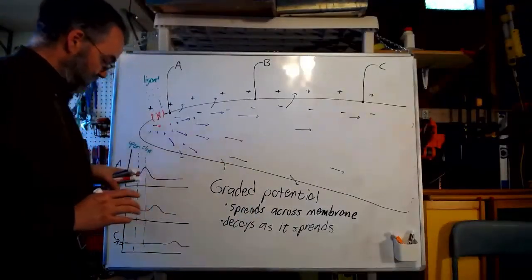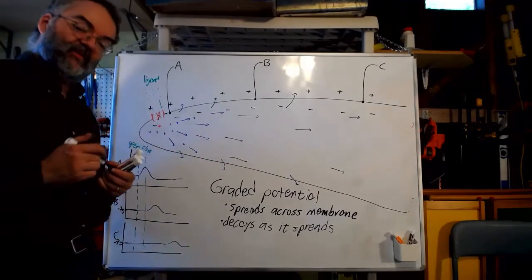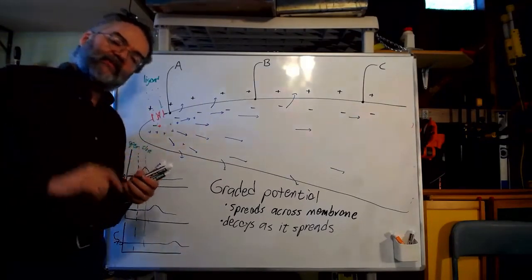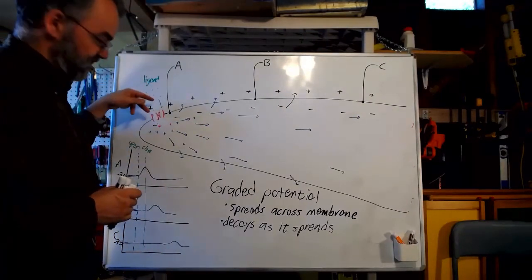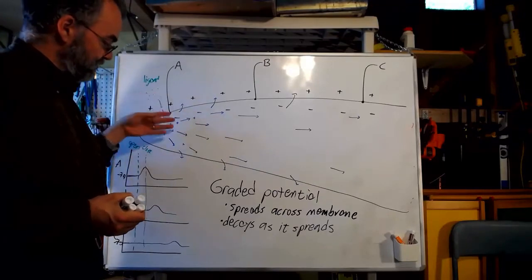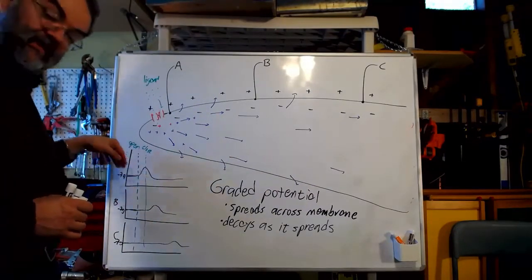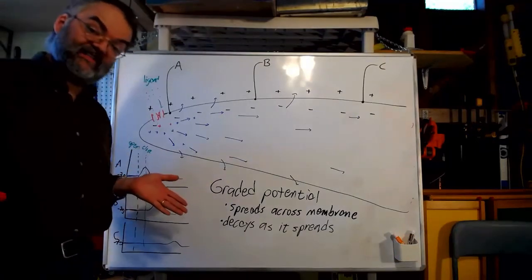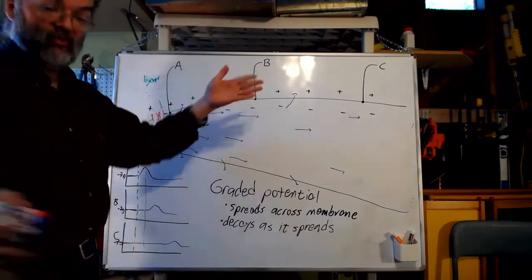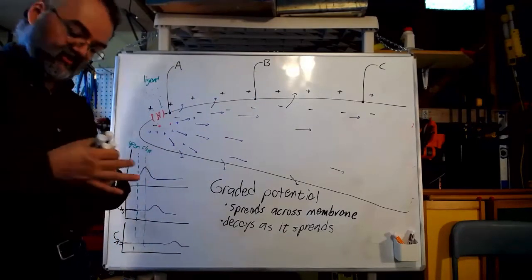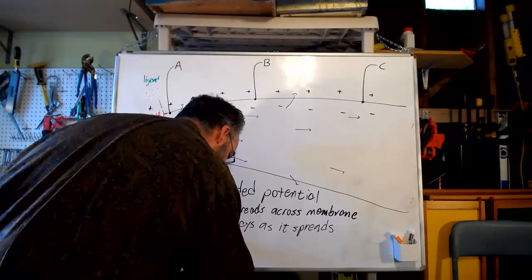This one was depolarizing, positive, because I was letting in positive ions. But what if I'd been letting in negative ions? If I let in some sort of negative ion, like chloride, it would have made the inside more negative. So rather than an upward change, it would have been a downward change. But other than that, it would work exactly the same way. Those negative ions would push other negative ions, and I'd get a spreading wave of hyperpolarization. So graded potentials can be depolarizing or hyperpolarizing.